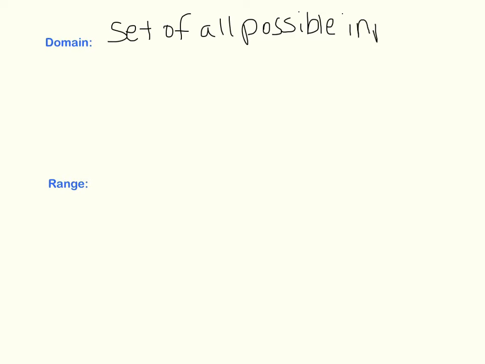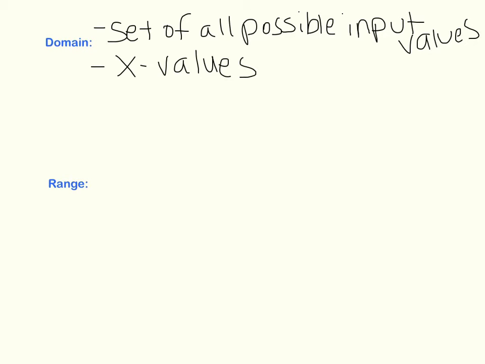So domain is going to be the set of all possible input values. They're also all of your x values, right? Your input are your x values. And when we read domain from a graph, we're going to read it from left to right, least to greatest.